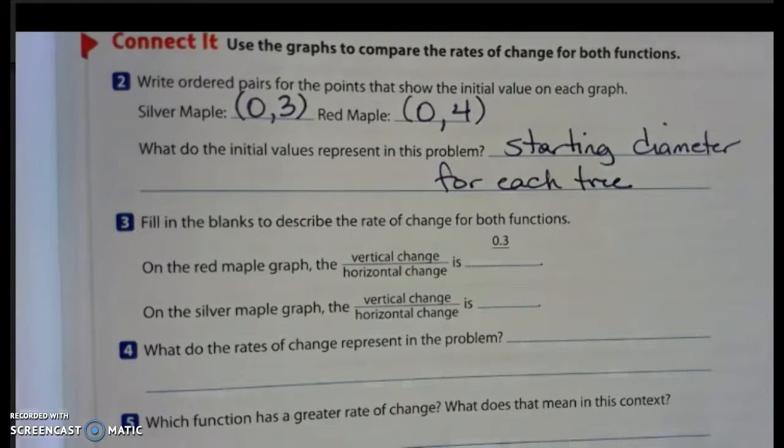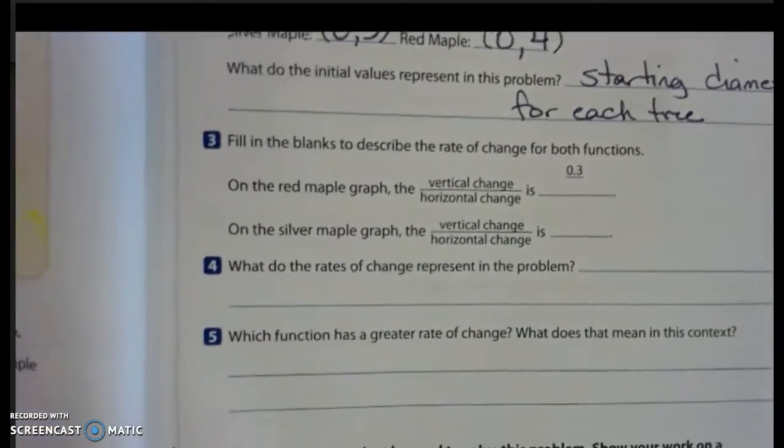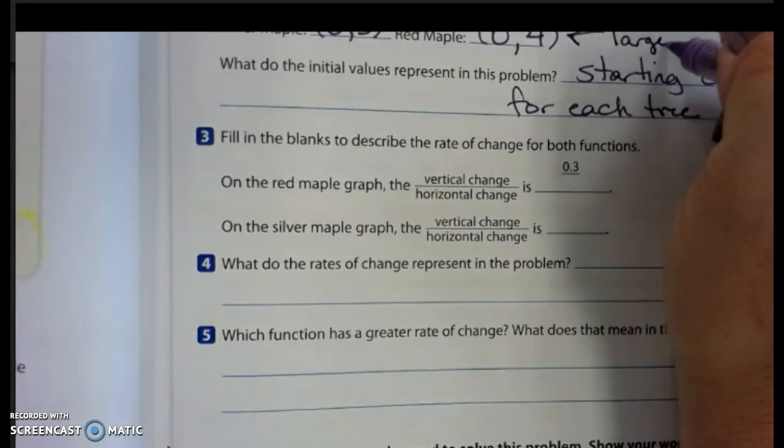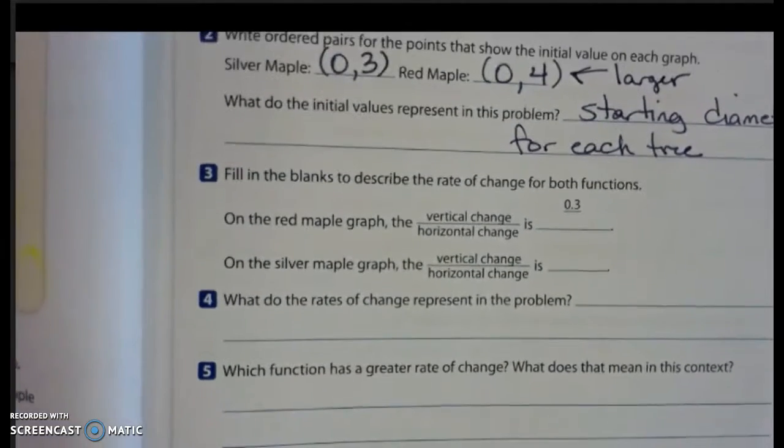Now, number 3 is going to show you how to compare rate of change. Before we go on, which tree was bigger in the beginning? It was the red maple. The silver maple was 3 inches. The red maple was 4 inches. So let's just go ahead and label that. This one was larger at the beginning. It was bigger at the beginning.